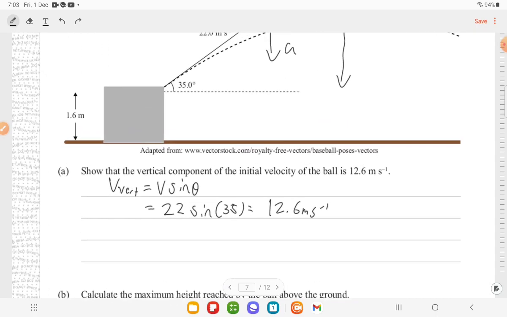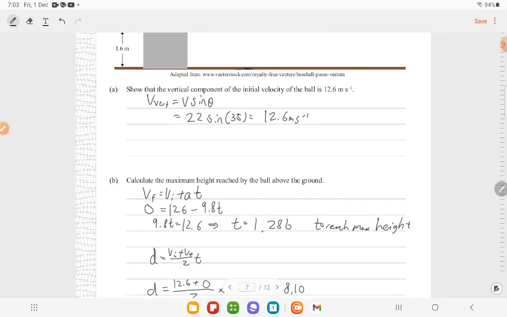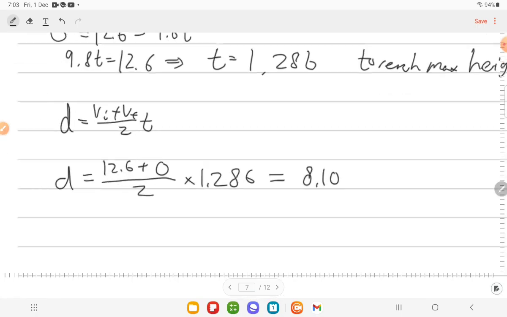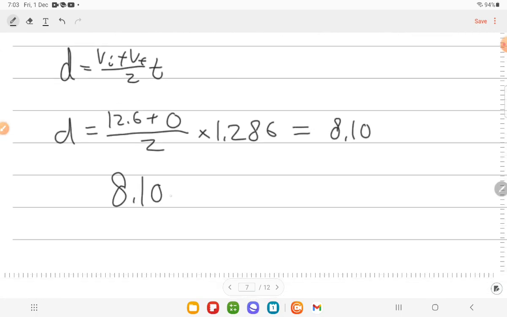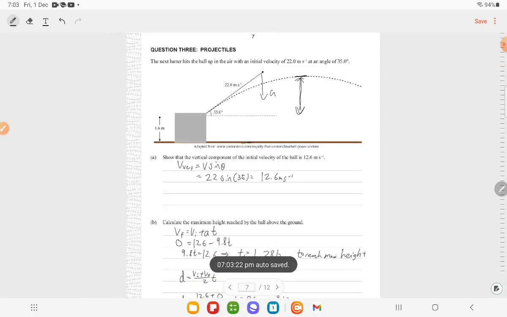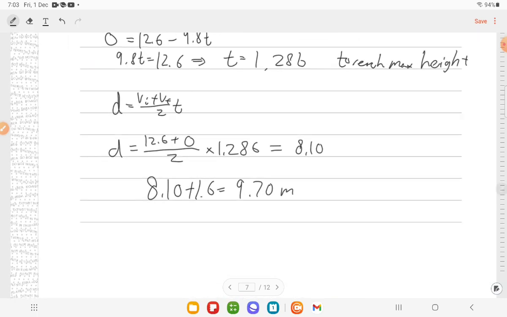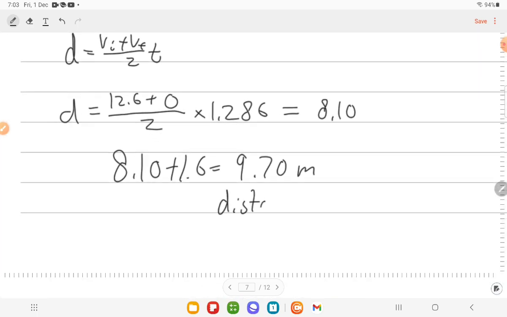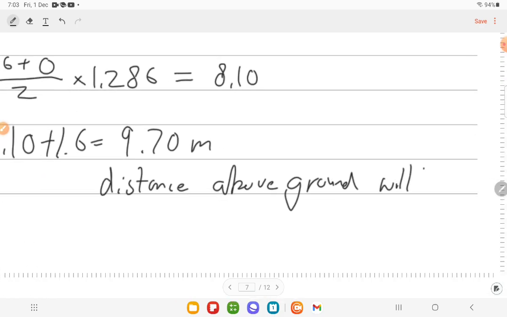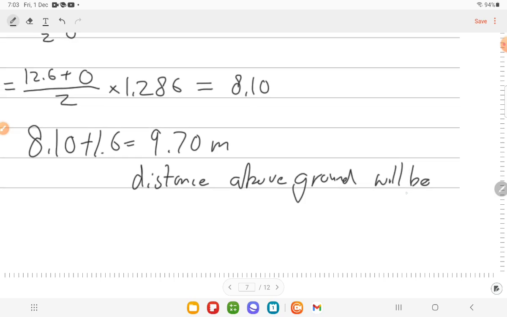8.10 actually, but we need to remember the ball was released above the ground. This is the ground, so we need to add another 1.6 meters to this total height. So adding another 1.6 is 8.10 plus 1.6. This is equal to 9.70 meters. Actually, 1.6 is two significant figures, so we can just write two significant figures.